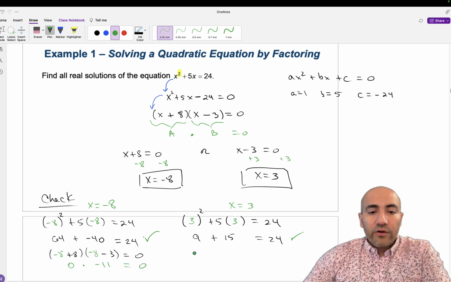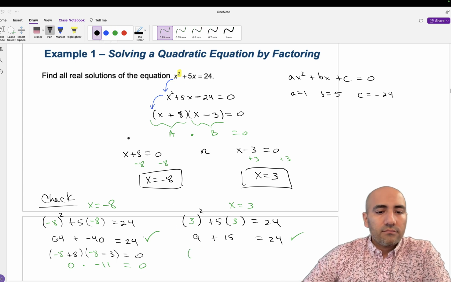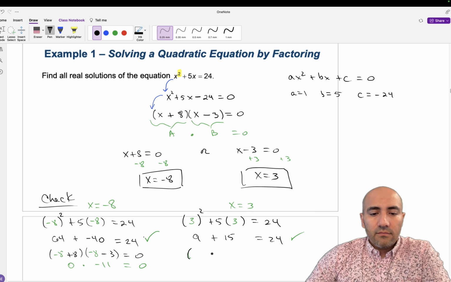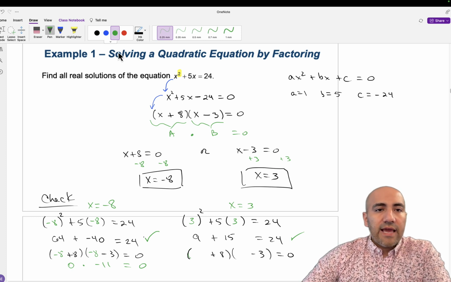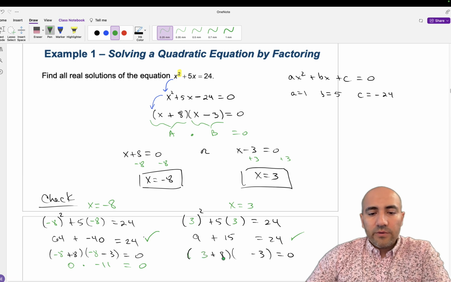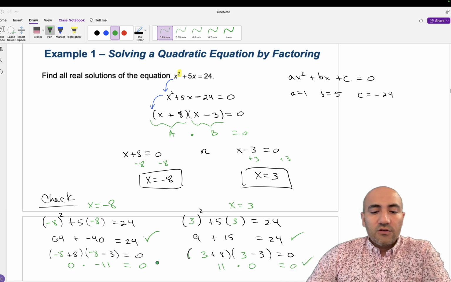Good. Okay, over here, if we replace the blank plus 8 and blank minus 3 equals 0. And then if we replace the x value with a 3, here we get a positive 11. But here we get a 3 minus 3, which is 0. So we end up with 11 times 0, which is 0. So again, it does work out.